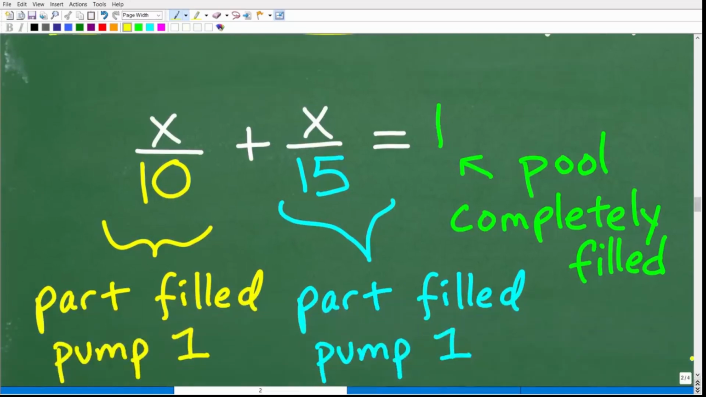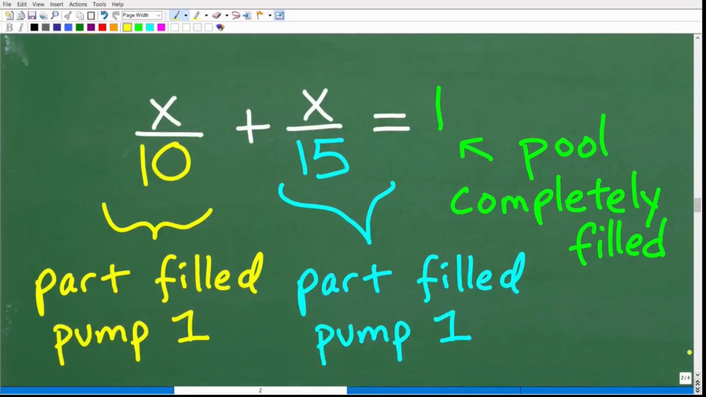Remember, we have this concept of one being a completed job. So this pump, whatever hours it takes, is the faster pump. This is going to be the part filled by pump one. So that's going to be x hours. Of course, we know it's going to be 6 hours, so the pump's going to run 6 hours, but we don't know this in advance.